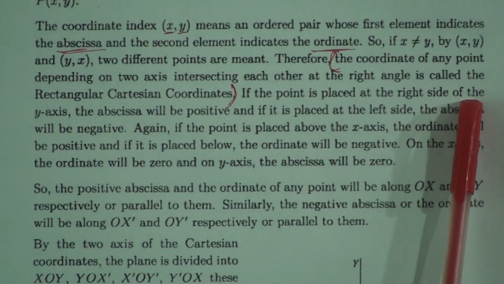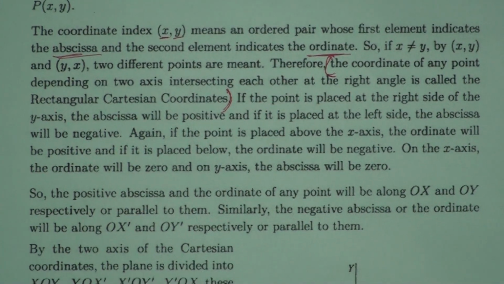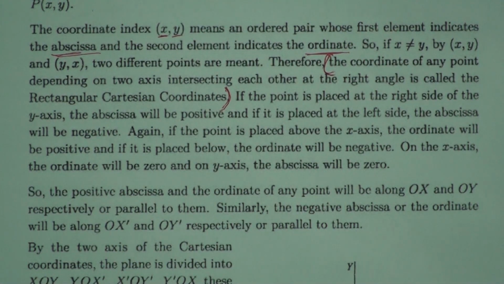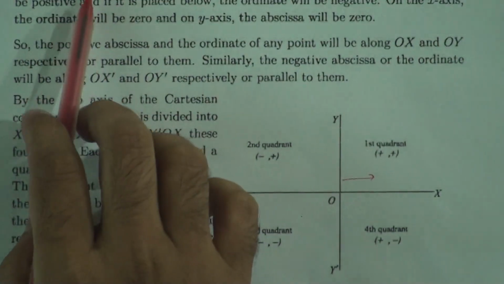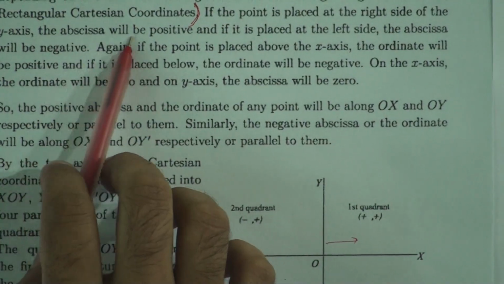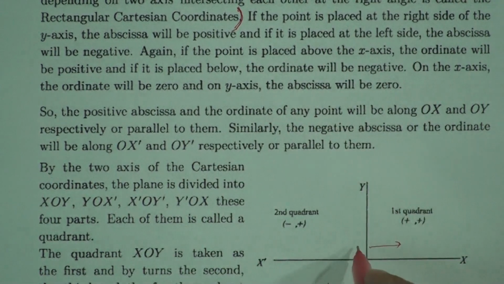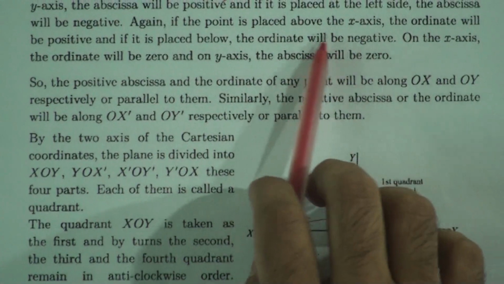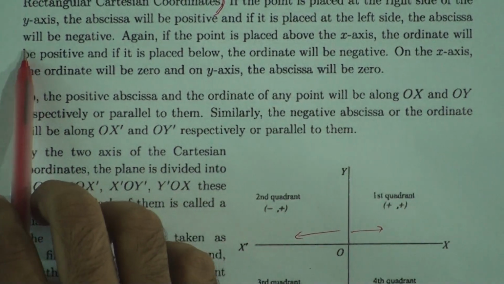If the point P is placed at the right side of the y-axis, then the abscissa will be positive. So on this side it is positive, the abscissa will be positive. If it is placed at the left side, then it will be negative. Okay, then the abscissa will be negative.